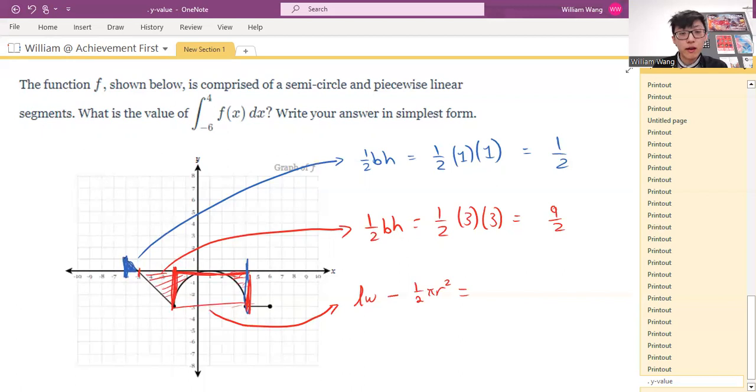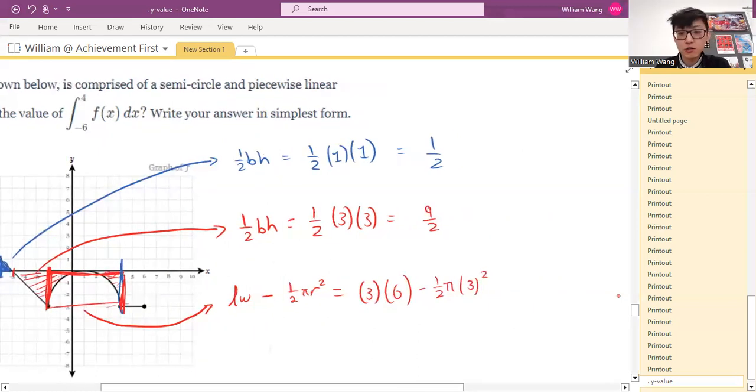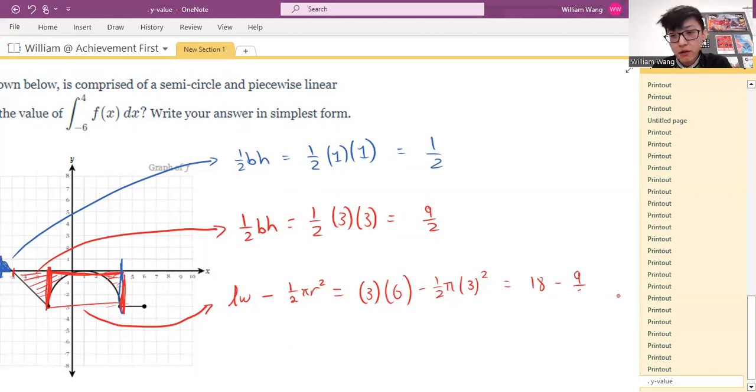So length times width of this rectangle, my length, I go from 0 to, that looks like -3. So my length is 3. My width is, that looks like 6 boxes. So it's going to be 3 times 6 minus 1/2 pi. My radius of the circle is 3, so 3 squared. If I were to simplify this, 3 times 6 is 18 minus, that should simplify to 9 over 2 pi.